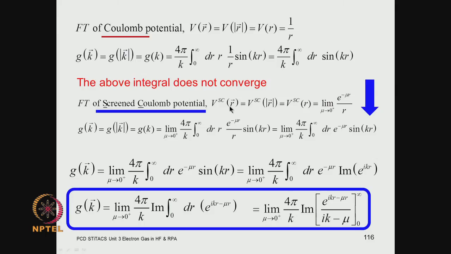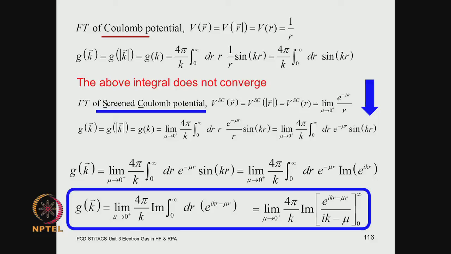One is to use the mathematical device of mu, taking the limit mu going to 0, and second is to exploit the rotational symmetry of the Coulomb potential. So using this result, you can get the Fourier transform of the screened Coulomb potential, because the Fourier transform of the Coulomb potential goes as the integral from 0 to infinity of this sinusoidal wave. This sinusoidal wave will just keep oscillating no matter how far you go, and the integral does not converge. So that is the reason you have to use this device.